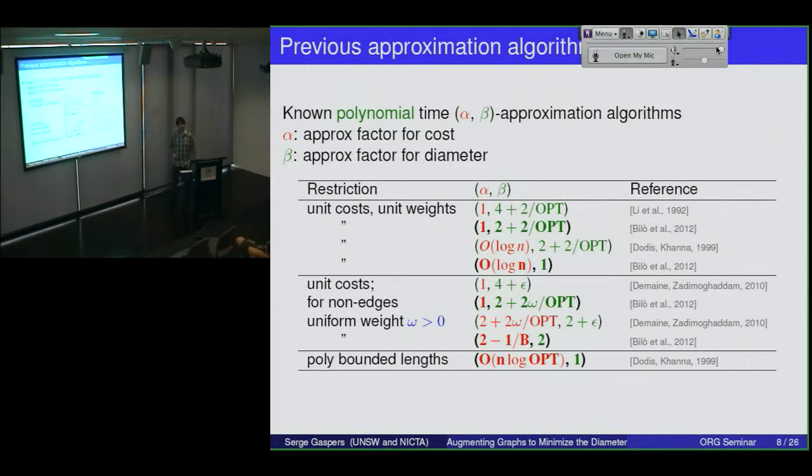How hard is it to solve the problem exactly? So it's NP-hard. And I'll show you a hardness result as well. From an approximation point of view, there are also some approximation lower bounds. I'll show one later. So the best results are in bold here. But actually, we will look at arbitrary weights, arbitrary lengths, and arbitrary costs. And this makes our algorithms hard to compare to the previous work because they are all in very restricted settings.